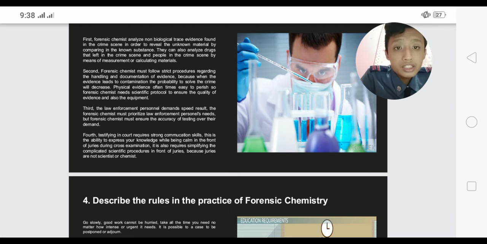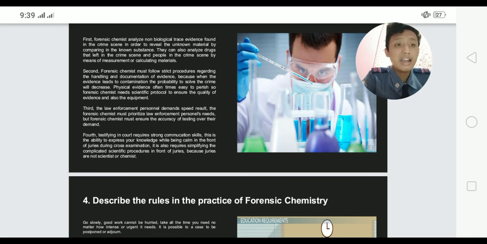Fourth, testifying in court requires strong communication skill. This is the ability to express your knowledge while being calm in front of juries during cross-examination. It also requires simplifying the complicated scientific procedures in front of juries because the juries are not scientists or chemists. So, ang sinasabi ang pagtitestify sa korte, kailangan mo ng magaling ka magsalita at kaya mong isimplify yung testing ng mga ginawa nyo or yung mga scientific evidence.